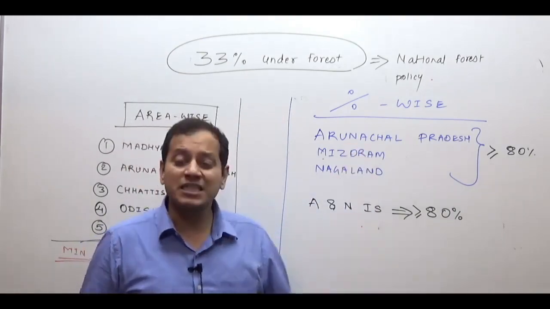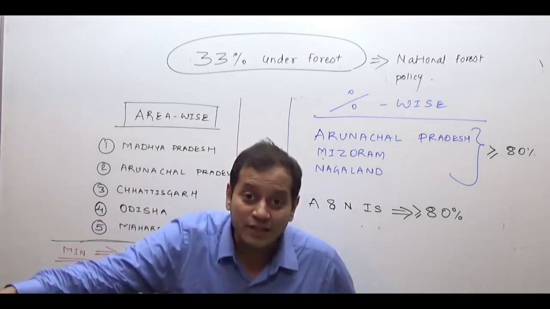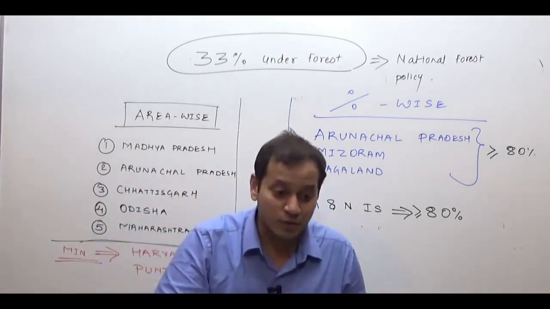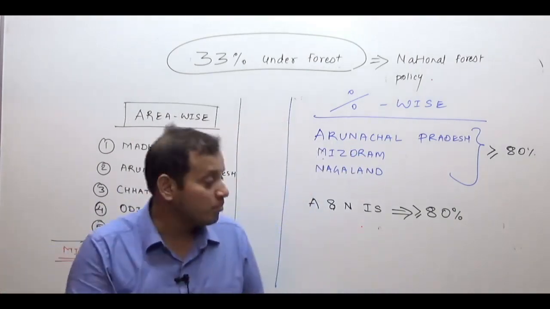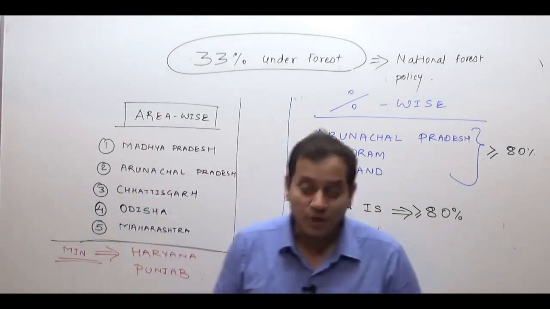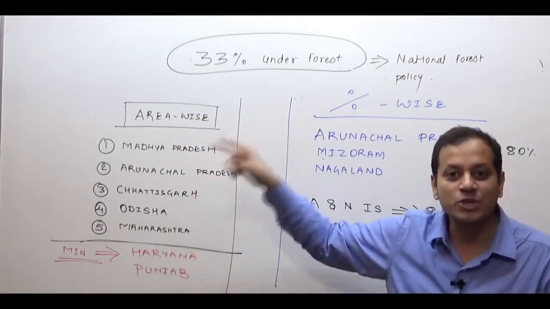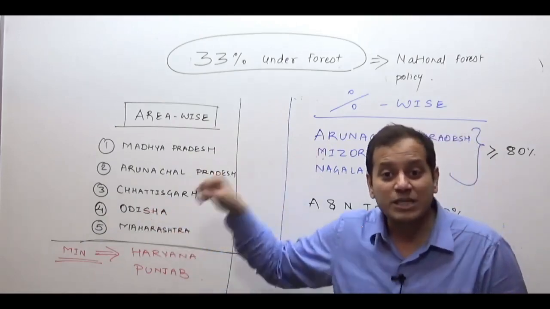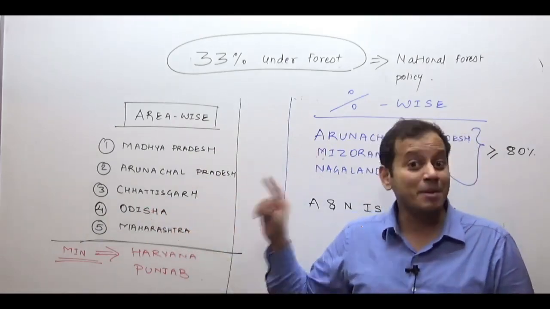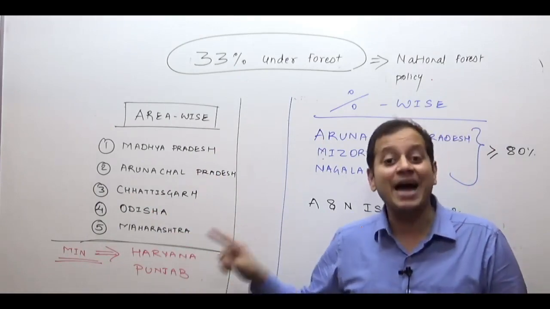Among the three, which has the highest? Look at the next lecture. It is related to current affairs and I feel that it is important from the examination point of view. So repeat it with me. Area wise, the topmost state is Madhya Pradesh. After that it is Arunachal. After that, remember Chhattisgarh, then Orissa and then Maharashtra.